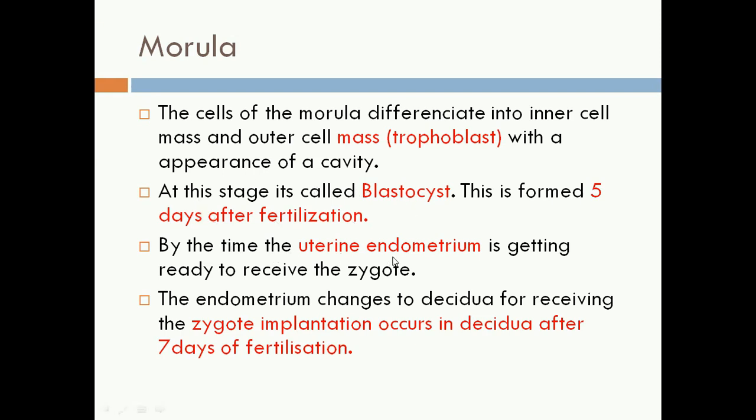By that time the uterine endometrium is getting ready. So till now the zygote has not reached the uterus. The endometrium is undergoing changes to become a decidua. No more is it called endometrium, it is called decidua because it is more vascularized and it is getting ready for the nourishment of the zygote. So the endometrium changes to decidua for receiving the zygote for its implantation, and it occurs 7 days after fertilization.